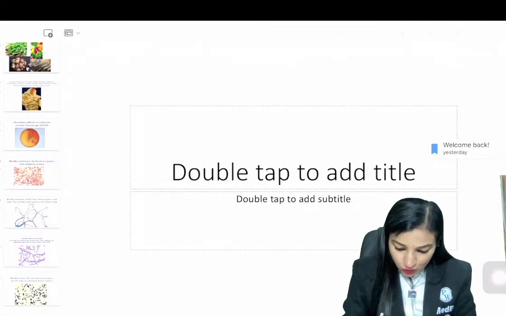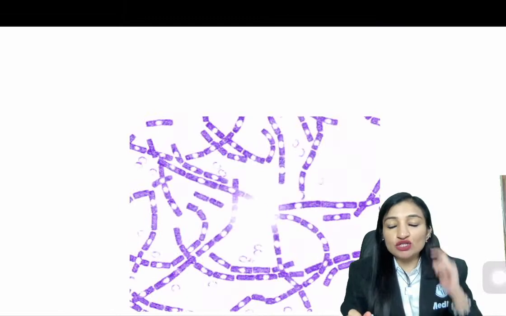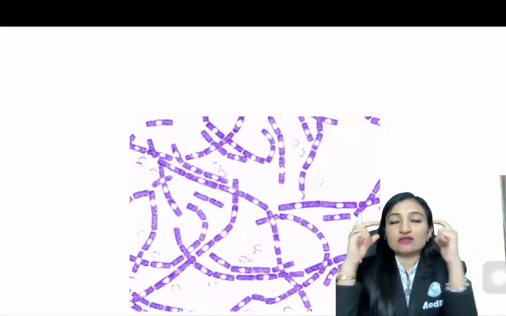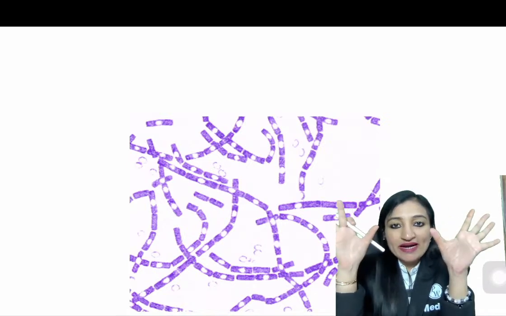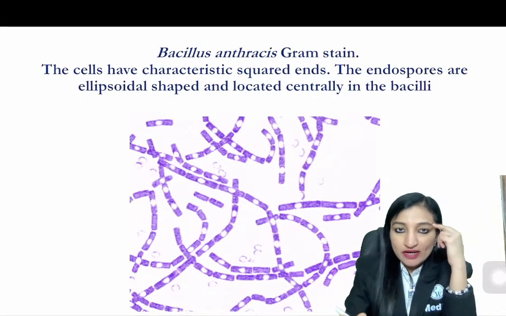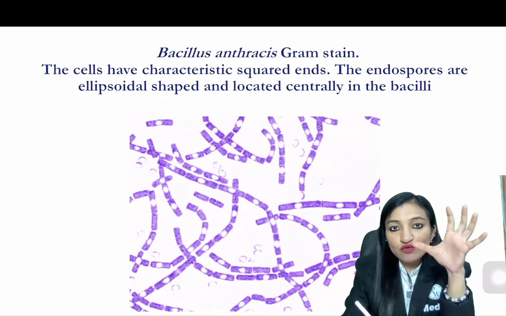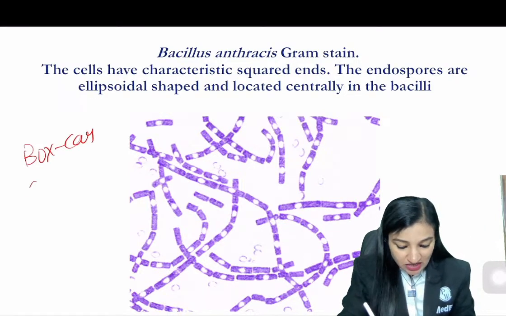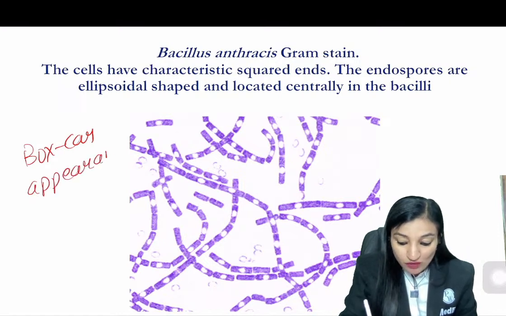A few pictures I would want to show you. Now have a look at this. You saw the picture of the nice bacilli with squared ends, and what do we call this kind of morphology of Bacillus anthracis? It is described as boxcar appearance. Okay, boxcar appearance.